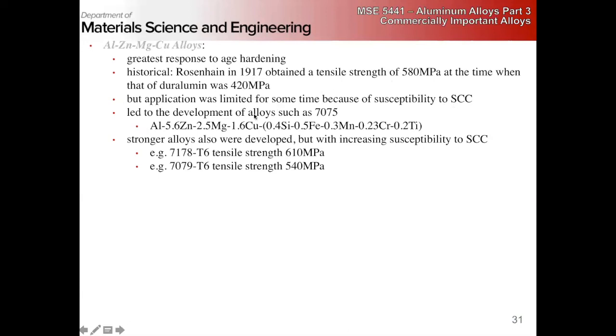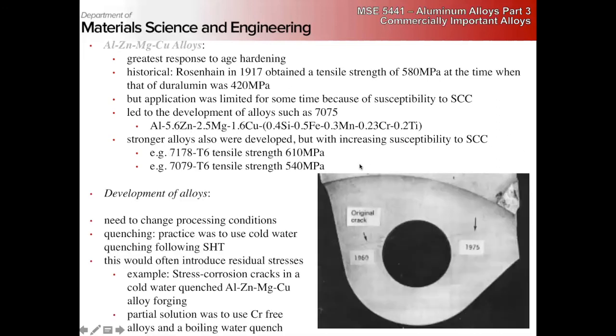But this work really led to the development of alloys, the 7075, right, with compositions here, and 7178 and 7079 with increased tensile strengths. But as the tensile strengths go up, our susceptibility to the stress corrosion cracking also increased.